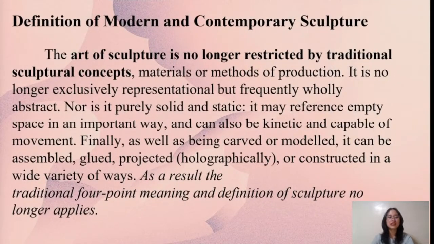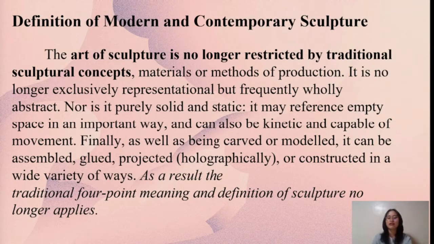Next is definition of modern and contemporary sculpture. The art of sculpture is no longer restricted by traditional sculptural concepts, meaning wala na lang siya naglimit kung unsa siya dati. Materials na gigamit og ang method sa productions kay nausab na pud siya. It is no longer exclusively representational but frequently wholly abstract. Nor is it purely solid and static. It may reference empty space in an important way and can also be kinetic and capable of movement. Easy to understand. Dili na daw siya naka-stay put lang.